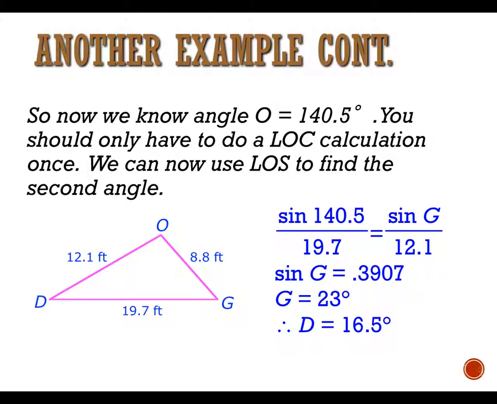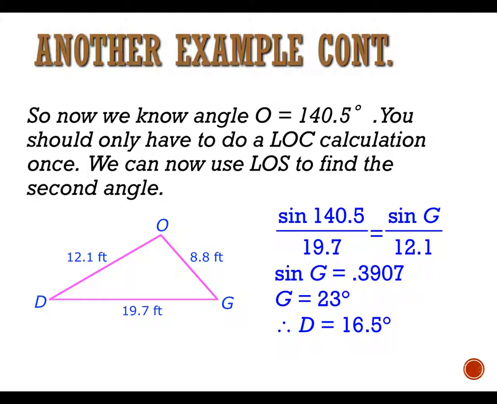Okay. Took the value that we have, which of course when you got an answer you stored it somewhere. It was angle O, so maybe you stored it into O. It's getting kind of crazy there. The opposite side from that is 19.7. We're looking for angle G, and that's opposite the 12.1 foot length.